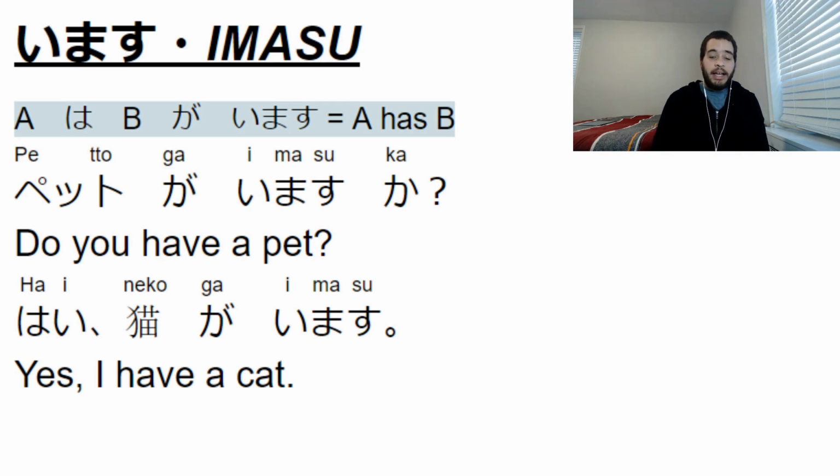Alright, continuing on with the same structure. A は B がいます。A has B. ペットがいますか？ペット pet がいますか？ Do you have? Now here you're going to notice that there's also no you in this sentence. Now, there are ways to say you in Japanese. A lot of the time, if you're just talking to one other person, you can just ask a question and the listener will understand that you're asking it to them. So how do we answer? はい。猫がいます。はい。Yes. 猫 cat がいます。have. 猫がいます。I have a cat.